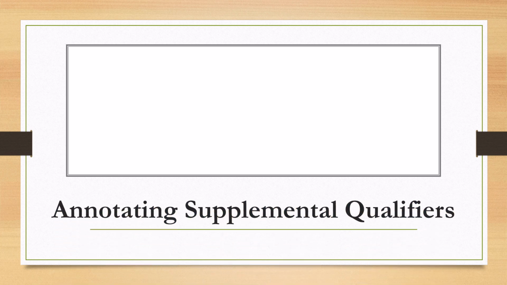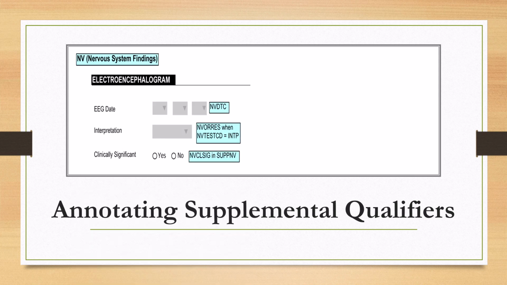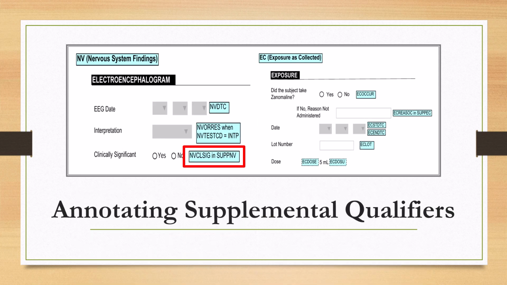Next is annotating the supplemental qualifier. When annotating supplemental qualifiers, annotate the QNAM variables and the supplemental qualifier domain. For example, here you can see in these two forms that we are giving the QNAM in the SUPP and then the domain name format. The rationale for this approach is that potential review tools can join the supplemental qualifier values with the correct data rows from the parent domain. This will allow the reviewer to know what the variable name is and that it originated in the supplemental qualifier.